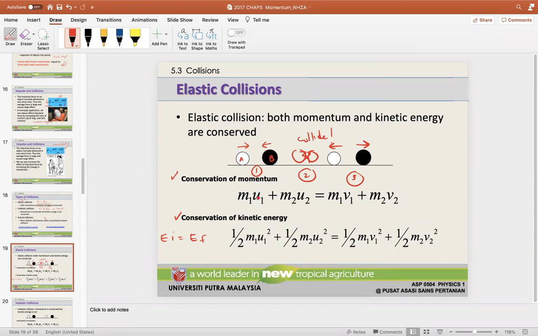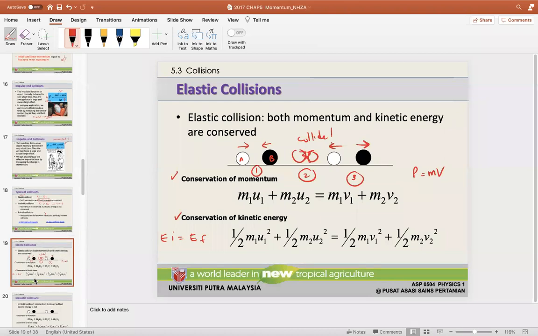So, conservation of momentum. Momentum is given by P equals mv. So m1 u1 plus m2 u2 equals m1 v1 plus m2 v2. And then we also have conservation of kinetic energy, which is KE equals 1/2 mv squared. I think this equation is in your book. So again, elastic collision: conservation of momentum, conservation of kinetic energy.